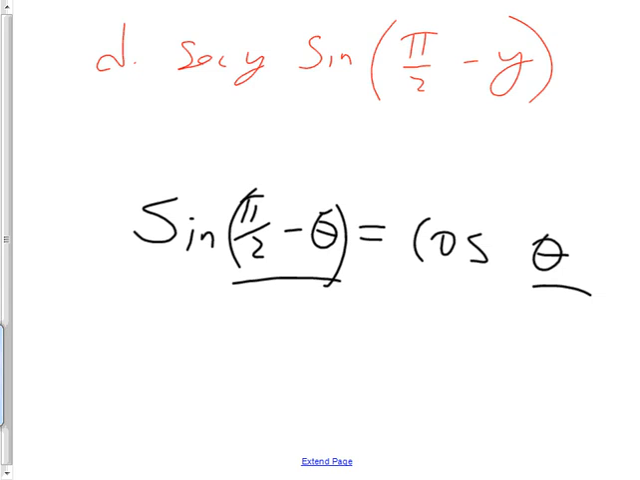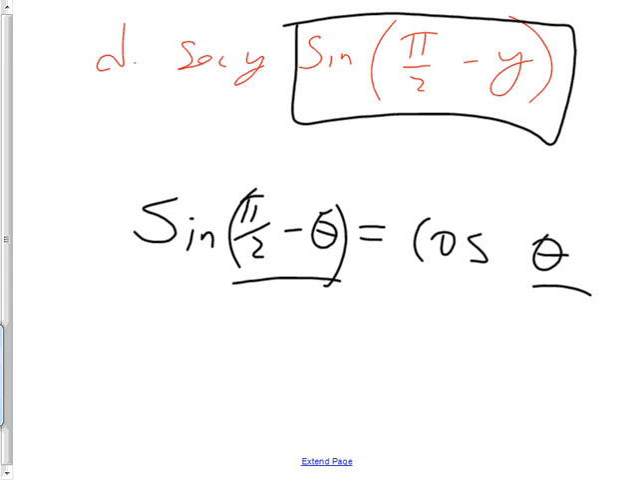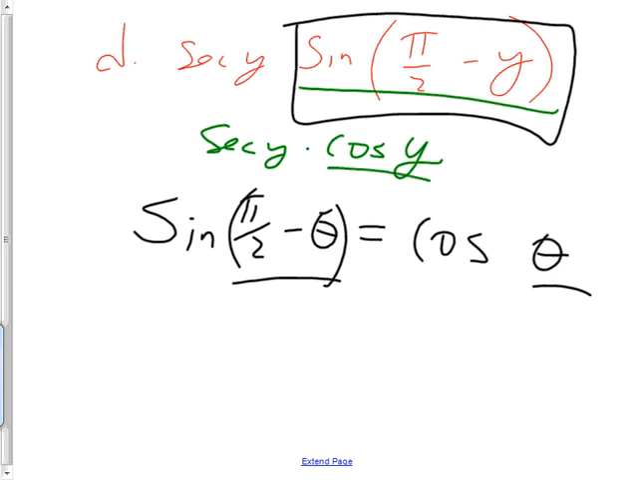So I know now that I would transport this out of my equation and put in instead cosine of what? Cosine of y. So I'm going to rewrite this. It's secant of y times cosine of y. Do you get it? Because that and that are equal to each other, because it's one of the cofunction identities?